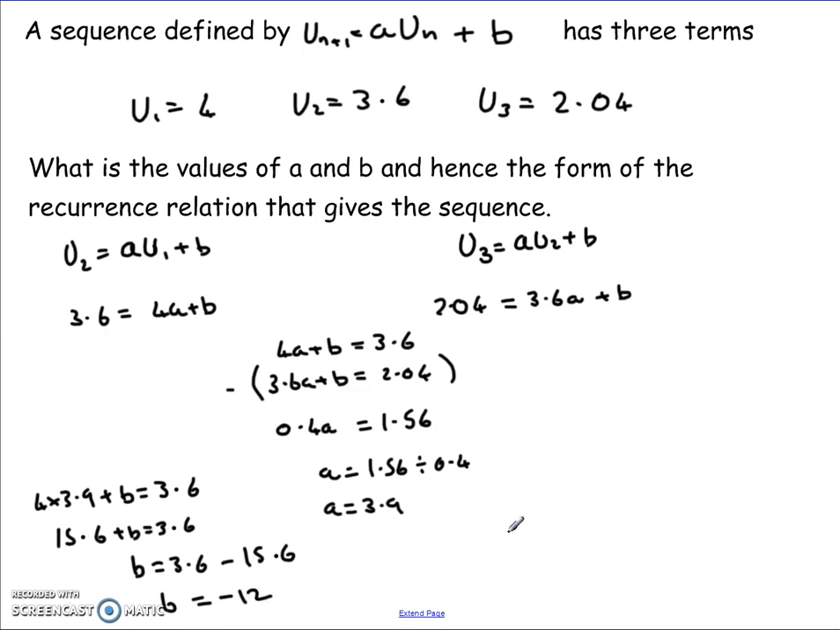What I can now do is set up the recurrence relation in the form at once. So I know that u(n+1) equals a times u(n), but a is 3.9, so it's going to be 3.9 u(n) plus the b, which is minus 12. So there we go. I've set up my recurrence relation for this sequence of numbers. I can now calculate the next term and continue this on.